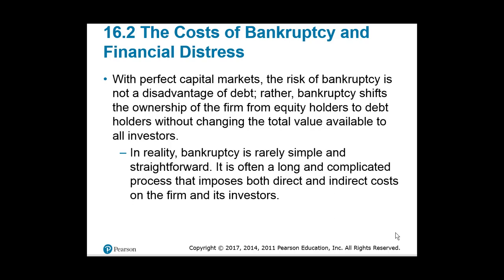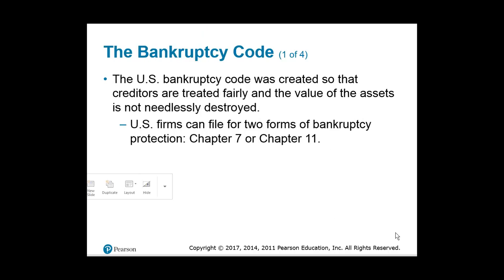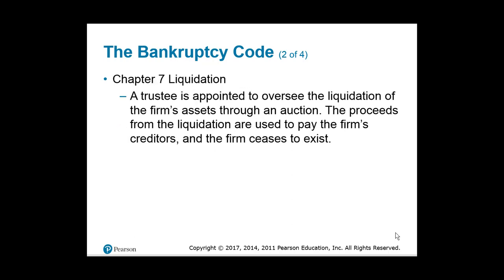Now, in reality, bankruptcy is a very long, very complicated, very expensive process. So the code was created so the creditors had some recourse, if you will, and to take steps so that the assets of the company wouldn't be needlessly destroyed by the owners of the company. So the first form of bankruptcy is something called Chapter 7 liquidation. And this is where we're essentially going to sell all the assets, and then the proceeds go to pay the creditors. And ultimately, if there's anything left over, something would go to the shareholders.